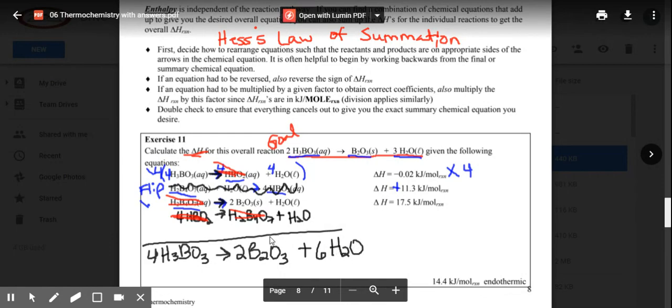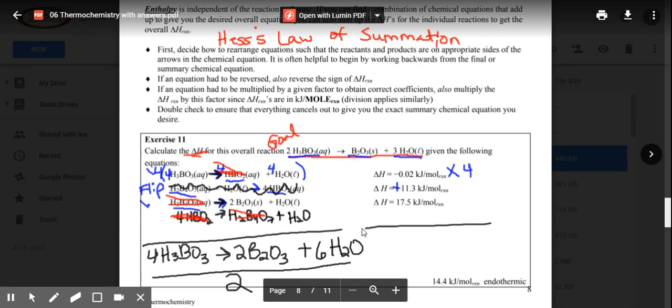Now, you might be saying to yourself, well, that's not the right equation because I only have a 2 to 1 to 3 relationship here, and I have a 4 to 2 to 6 relationship here. Basically, this equation right here is double the goal equation that we need. That's okay, because in order to get this total equation to match this goal equation, I have to divide that whole equation by 2, right?